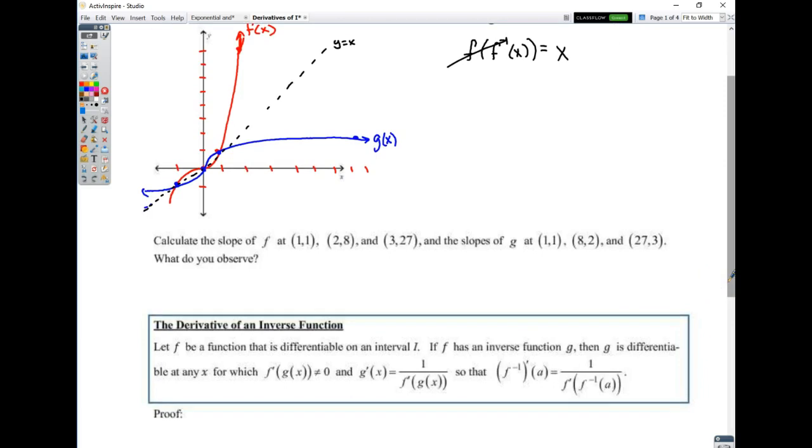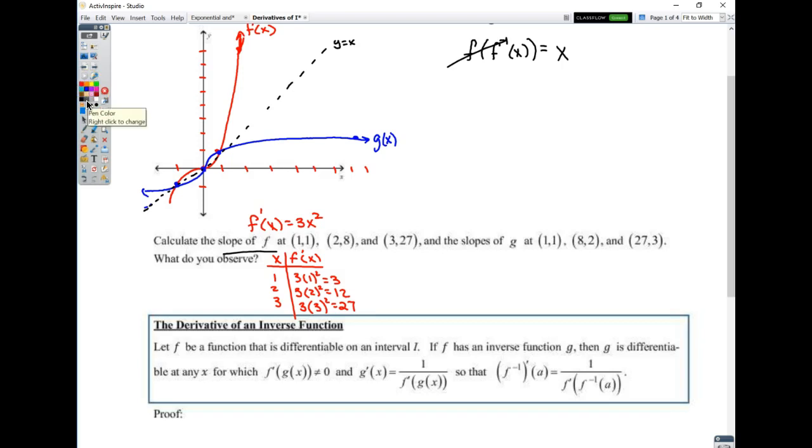If I want to calculate the slope of f at the points (1, 1), (2, 8), and (3, 27), the first thing I need to realize is that f prime of x is 3x squared. To evaluate these, I'm going to create a small table with x and f prime of x. At 1 we have 3 times 1 squared, which is 3. At 2 we'd have 3 times 2 squared, which is 4 times 3, 12. At 3 this becomes 3 times 3 squared, which is 27. And we can see that we get these slopes.